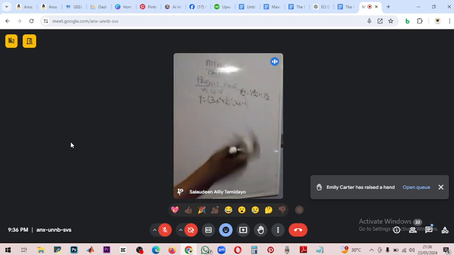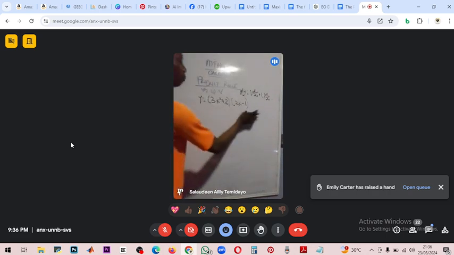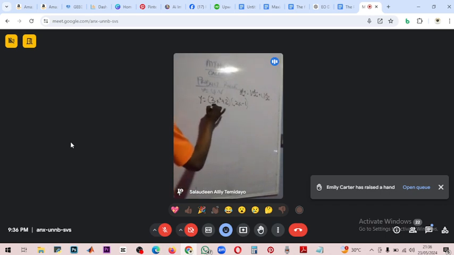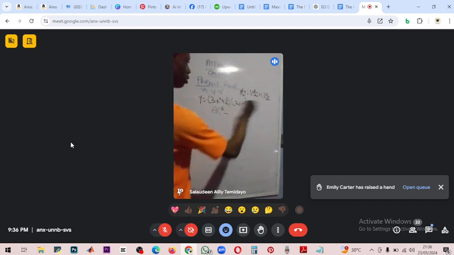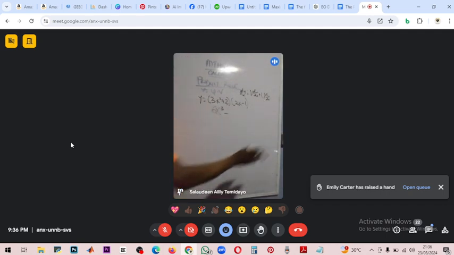So the first thing you could resort to is to open your bracket. By opening your bracket, you are going to have 6x cubed minus 3x squared plus 4x minus 2. So you can differentiate straight away. That is the first way. But instead of doing that, you can as well use the product rule.